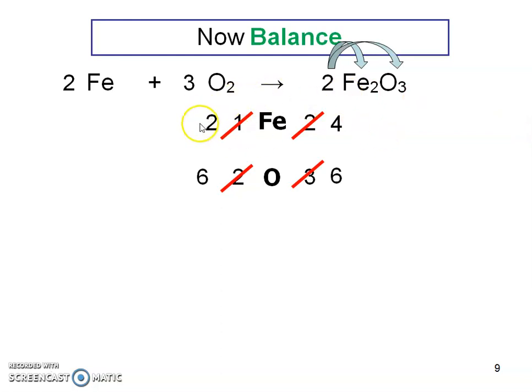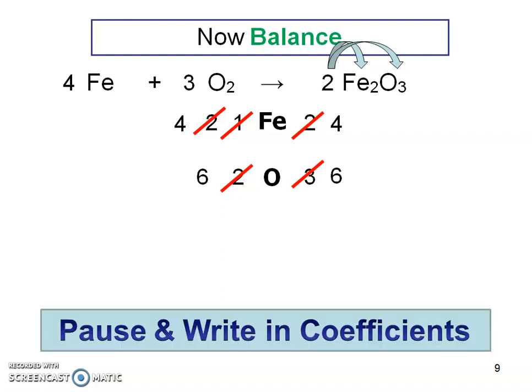But oh no, again, this is one of those weird ones. Going back to the top of my list, I have to change my 2 to a 4 in order to get 4 irons on the left. So again, that was one of those tricky ones where not only did you have to think about the lowest common multiple, you also had to change a coefficient, and that happens. All right, so pause and make sure to write in those coefficients so you have a nice balanced chemical equation.